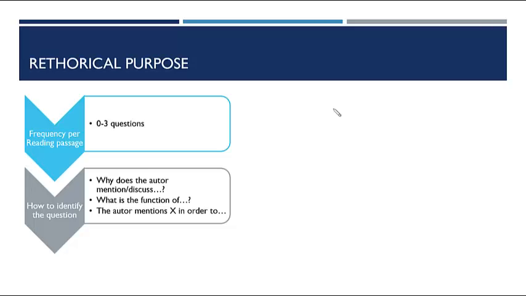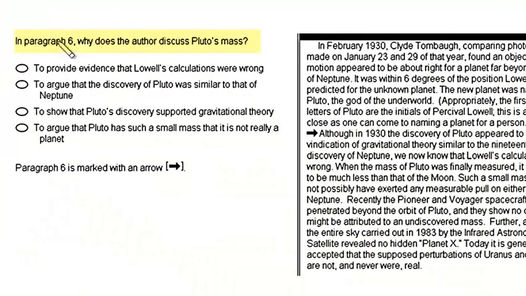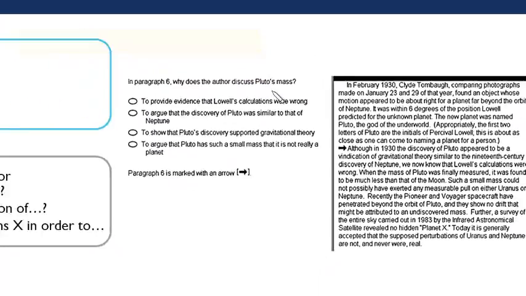Moving forward, you are also going to find rhetorical purpose questions. You are going to find 0 to 3 questions per reading passage. Some of the words that are going to be helpful are: why does the author mention or discuss? What is the function of? The author mentions in order to. In this case, we have why does the author discuss Pluto's mass?